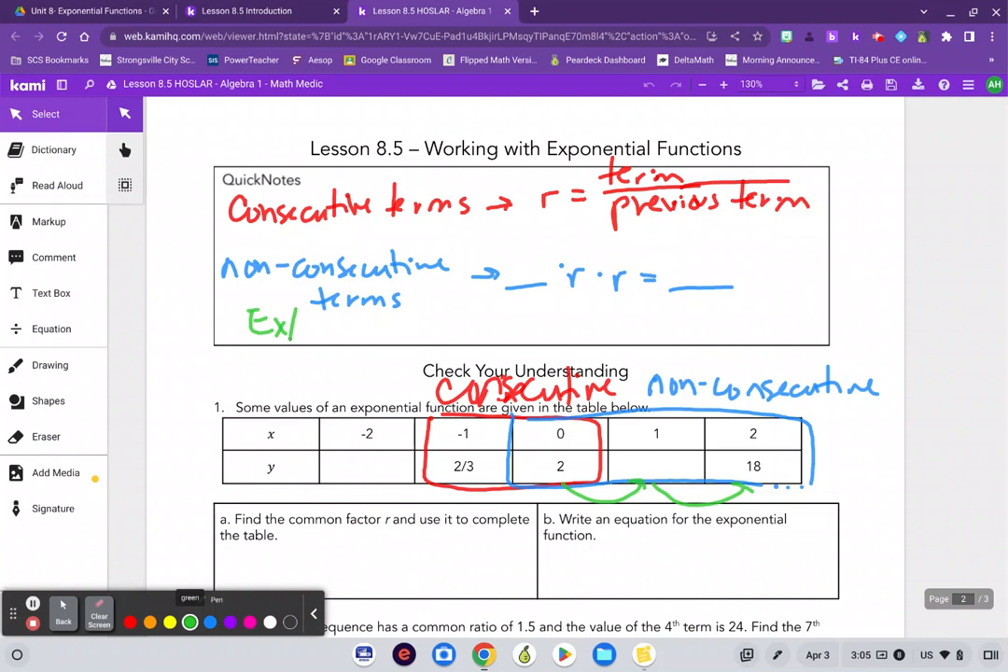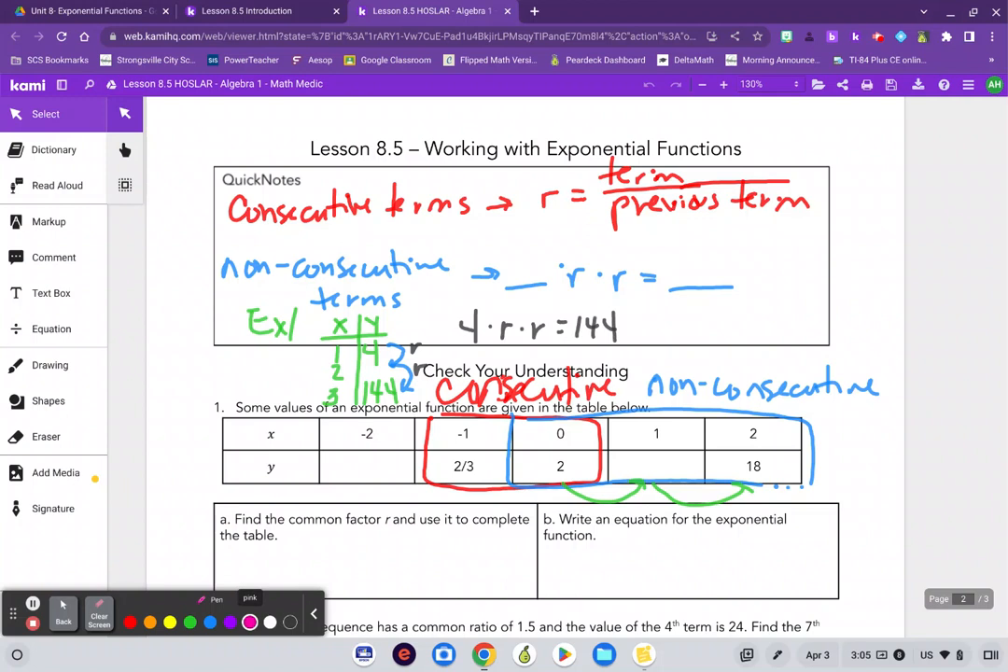So let's say that I have this table. I'll make a table, an XY table. And let's say that the first term is 4. I don't know the second term, but the third term is 144. And so I have non-consecutive numbers, right? I skip my term for 2 before I move on to 3. Okay, so what that means is I'm starting at 4. I have to multiply by R and then by R again to get to 144.